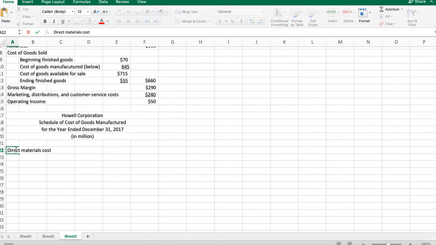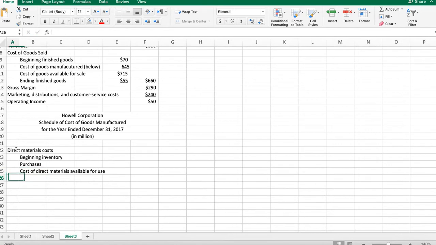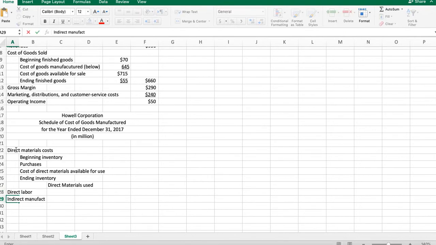So we start with our direct materials, and it's very similar to what we did with finished goods. We start with our beginning inventory. We add our purchases, which gives us our cost of direct materials available for use. And then we subtract our ending inventory. And then from that, we have our direct materials used. Then we add to that our direct labor cost. And then we add to that our indirect manufacturing cost.